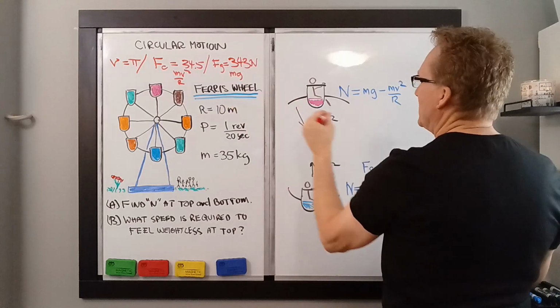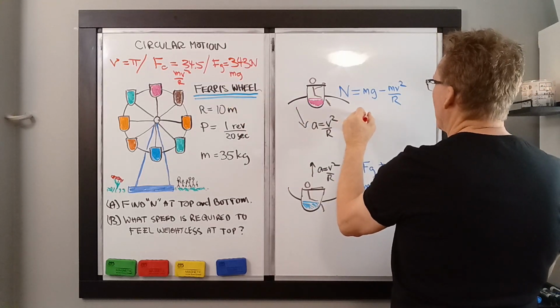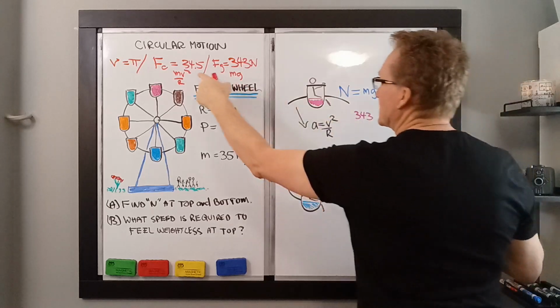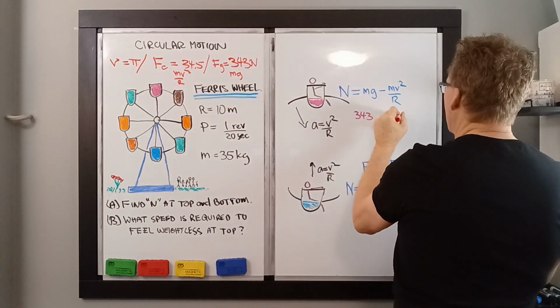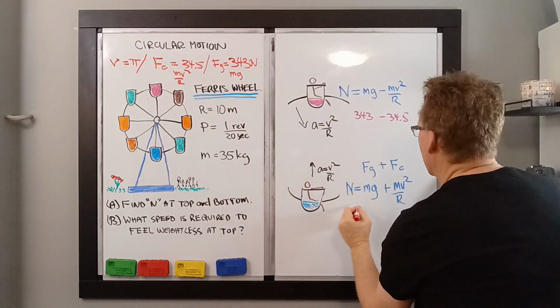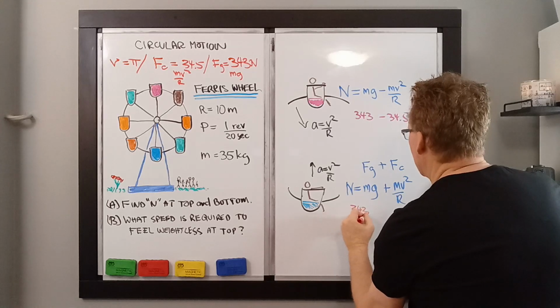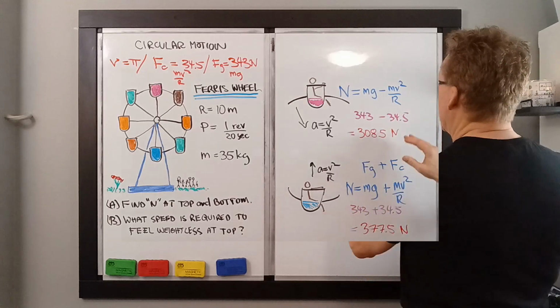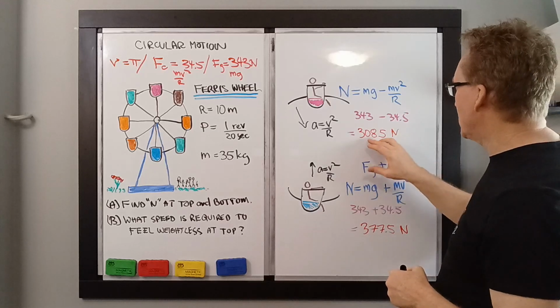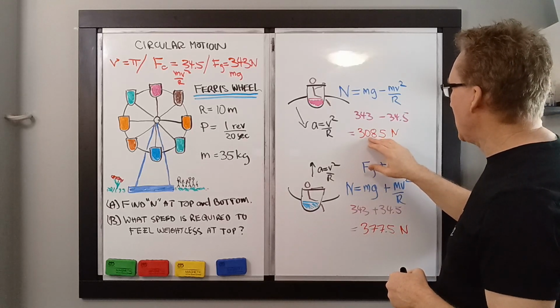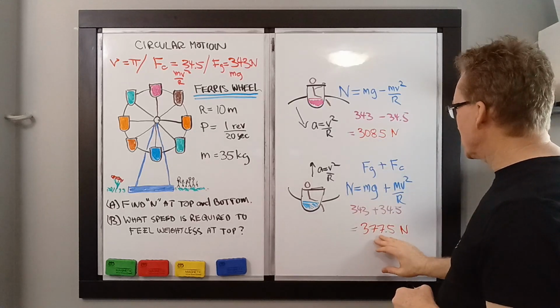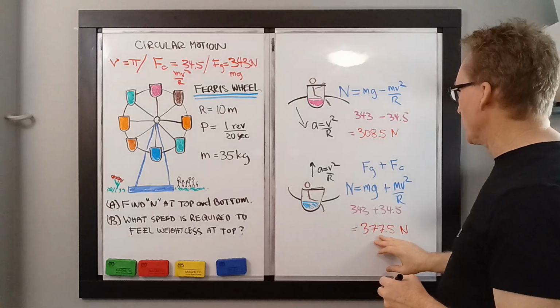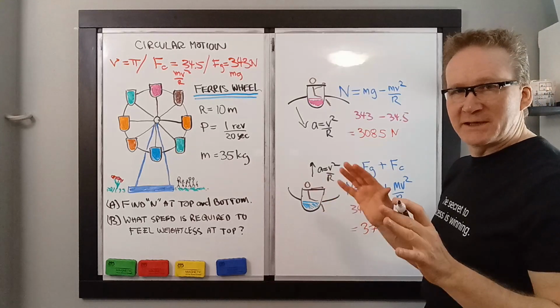So the force of gravity for these is 343, and here we have to subtract 34.5, and here we have 343 plus 34.5. Here we go, I've done the quick math on my calculator. This one is going to be 308.5 newtons, and this one's going to be 377.5 newtons. I haven't considered significant figures yet.